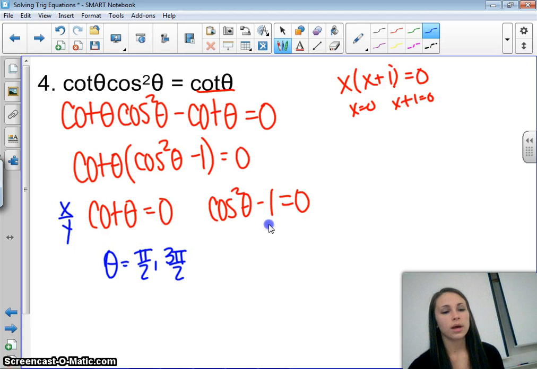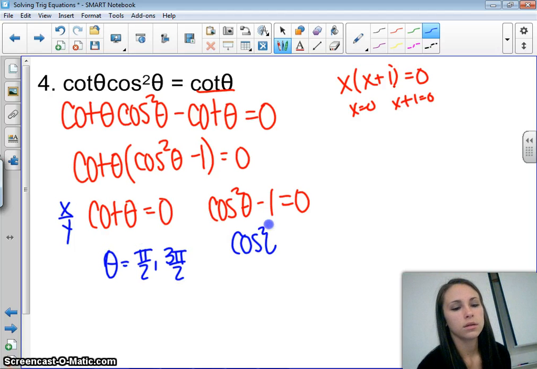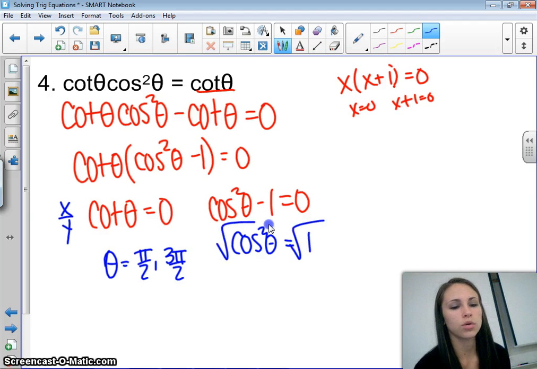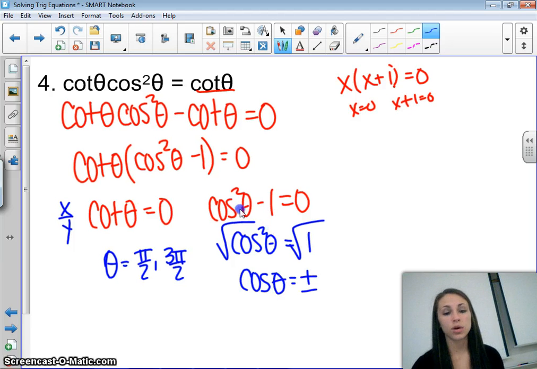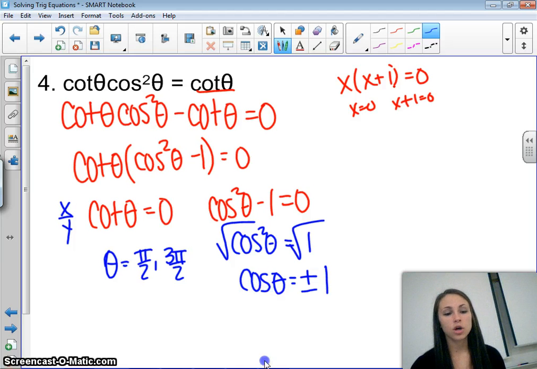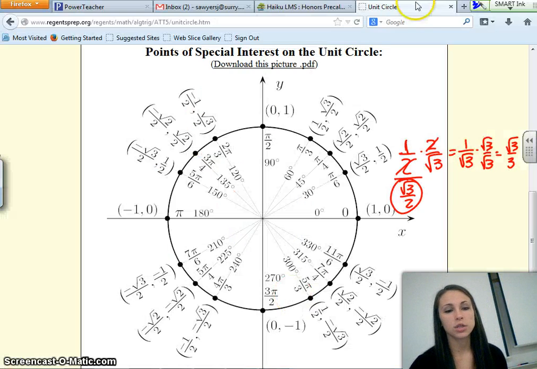Now, from this one, I'm going to go ahead and add that 1 over. So cosine squared equals 1. When I take the square root of both sides, that's going to be cosine equals plus or minus the square root of 1, which is just 1. So I'm looking for where the x, cos is x, where is it going to be plus or minus 1? So where is x plus or minus 1?